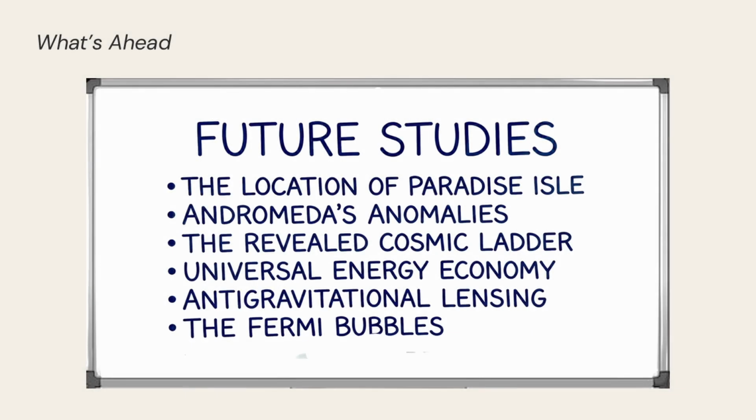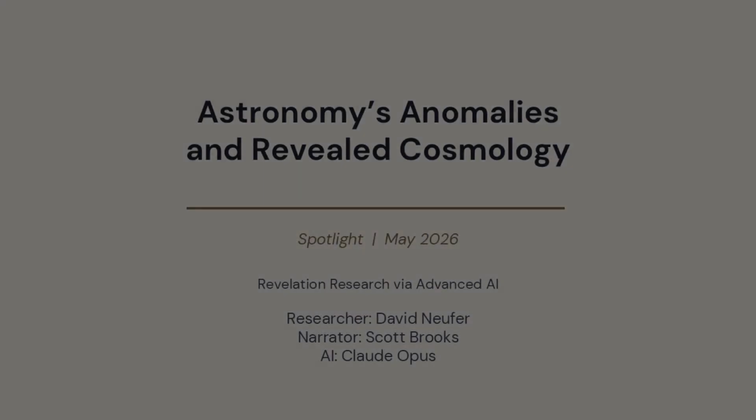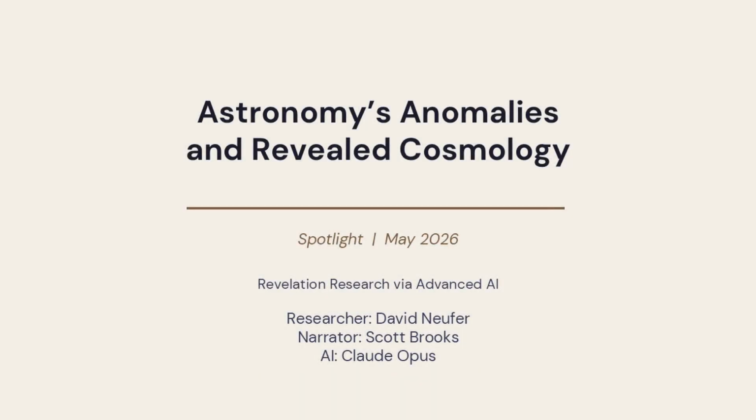Future studies include the location of Paradise Isle, Andromeda's anomalies, a revealed cosmic ladder, the universe energy economy, anti-gravitational lensing, and the Fermi bubbles. The Urantia Papers describe a cosmos with a center, a direction, an architecture, and an economy. These studies are the beginning of working with what has been disclosed.